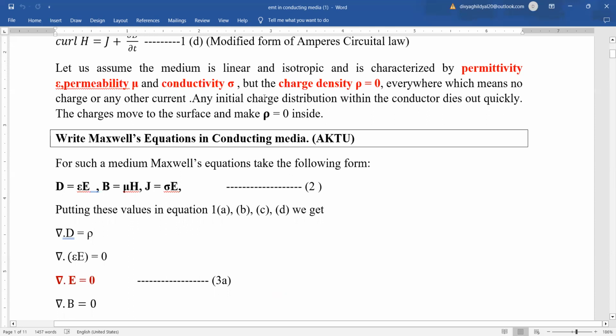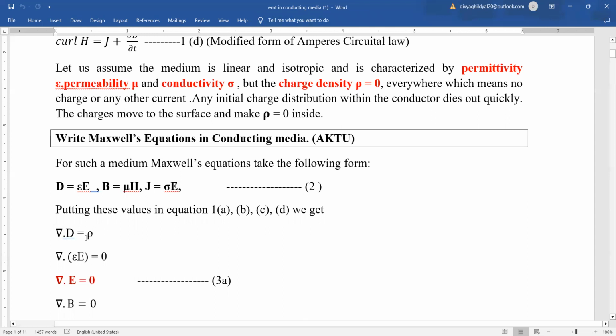So now for rho equal to 0, what will the Maxwell's equations become? Suppose the question asked is, write Maxwell's equations in conducting media. So for conducting media, you will write rho equal to 0, D equal to epsilon E, B equal to mu H, and J equal to sigma E. These values we will put in our Maxwell's equations.